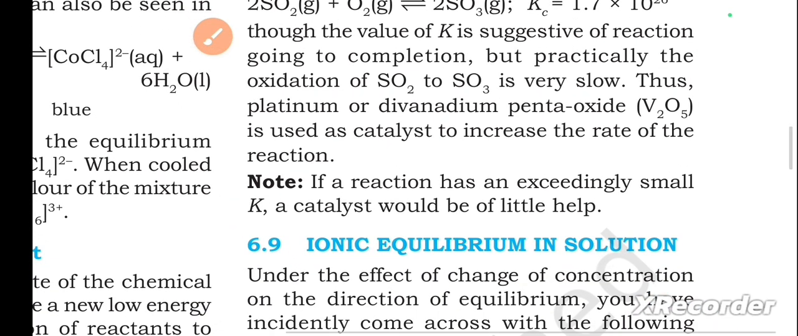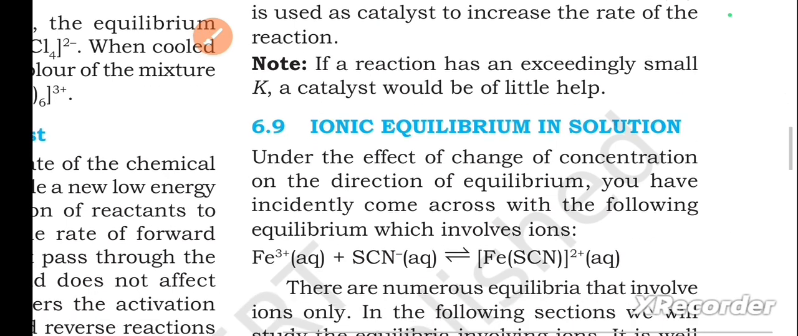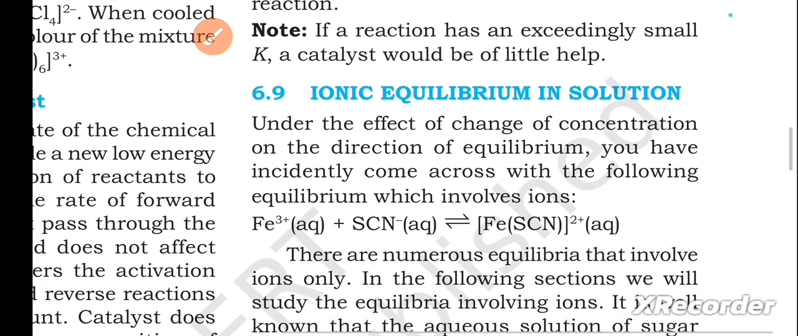Thus, platinum or divanadium pentaoxide V2O5 is used as a catalyst to increase the rate of the reaction. Note, if a reaction has an exceedingly small K, a catalyst would be of little help. Next, ionic equilibrium in solution.